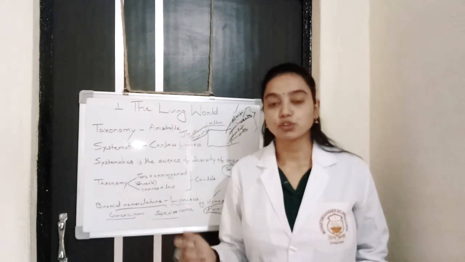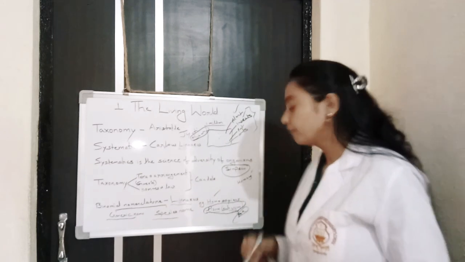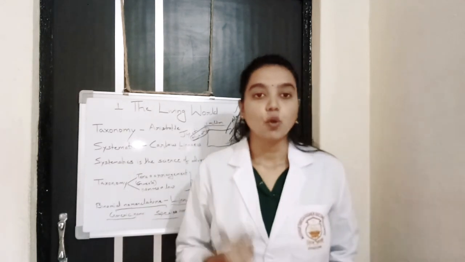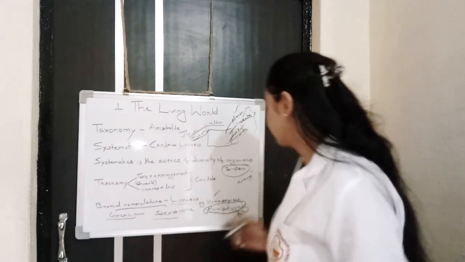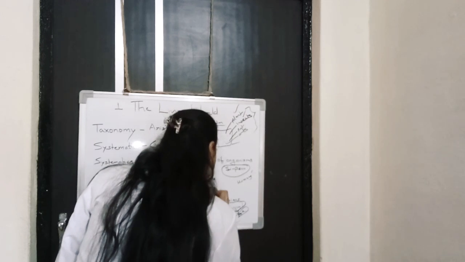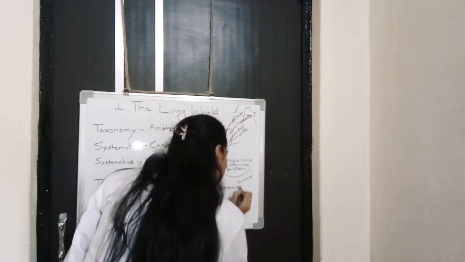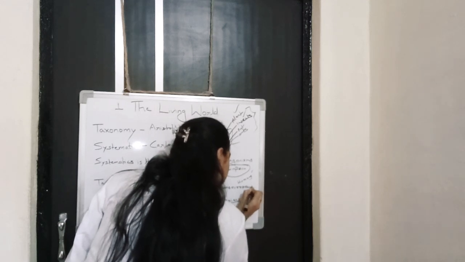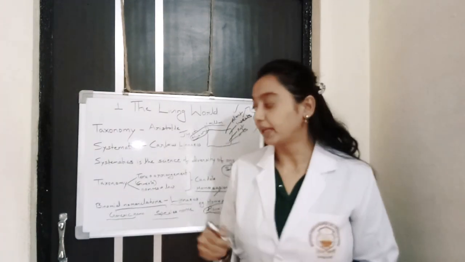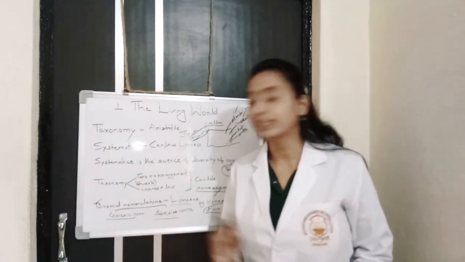As well as there is also a trinomial nomenclature. For example, if the humans belong to Europe, they could be written as Homo sapiens europaeus. That means it is trinomial nomenclature, but the most accepted and the famous one is binomial nomenclature.